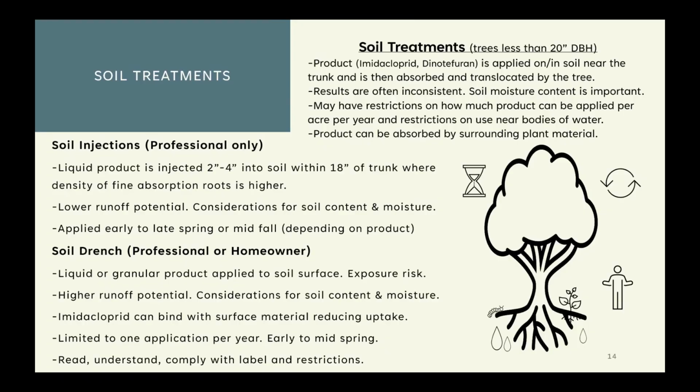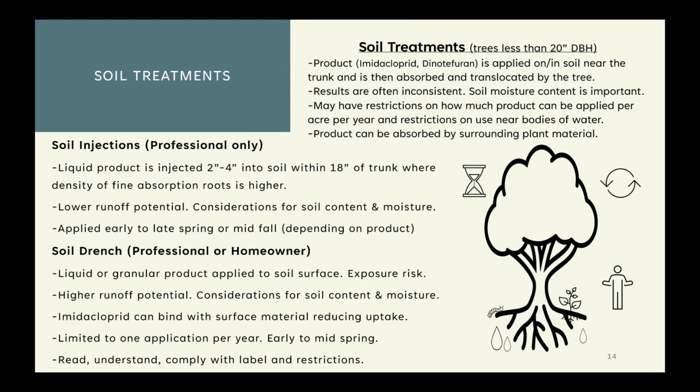With soil injections, liquid product is injected 2 to 4 inches into the soil within 1.5 feet of the trunk, where the absorption roots are of higher density. There's a little reduced runoff potential due to the product being applied in the soil instead of on the surface. But again, there need to be considerations for soil content and moisture. So making sure that the product will be actively absorbed, and then also what is that soil content? What's that soil composition? Is it sandy soils versus clay soils? Those variables will come into play with the effectiveness of these treatments.